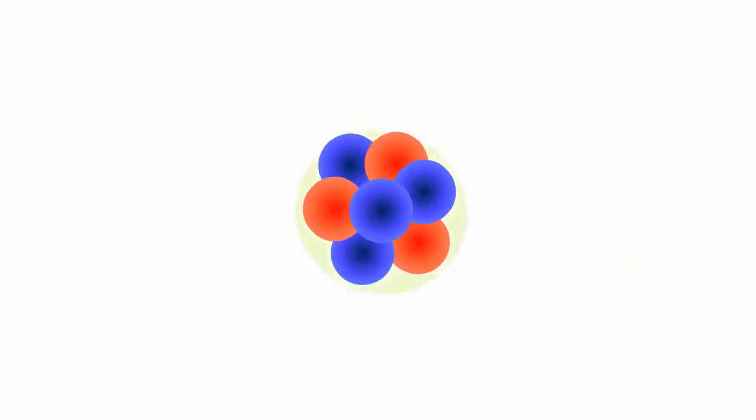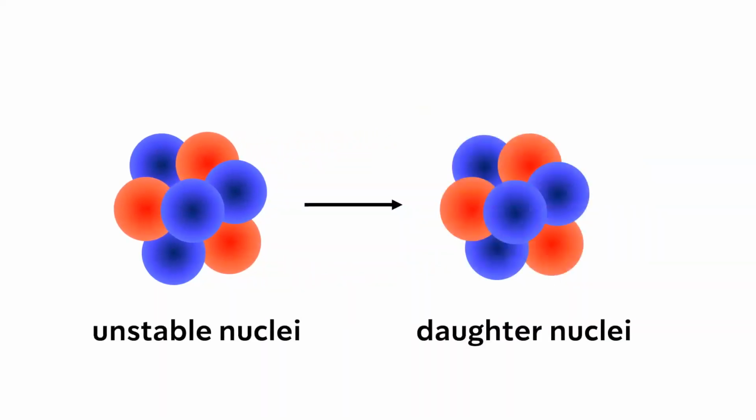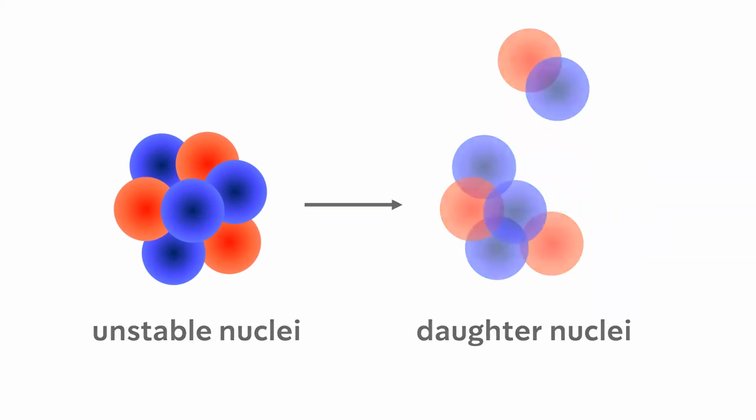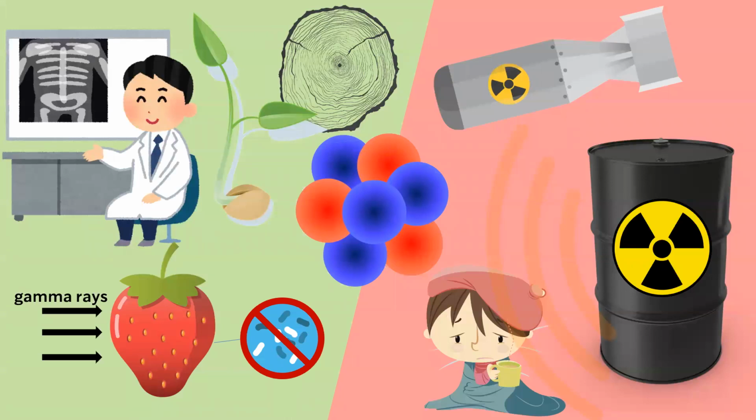Radioactivity is the natural process in which radiation is emitted spontaneously due to the decay of an unstable nuclide. It happens when an unstable nuclide continuously disintegrates into daughter nuclei until it reaches a stable configuration. Radioactivity can be both useful and harmful in the real world. That's why it is important to study about this.